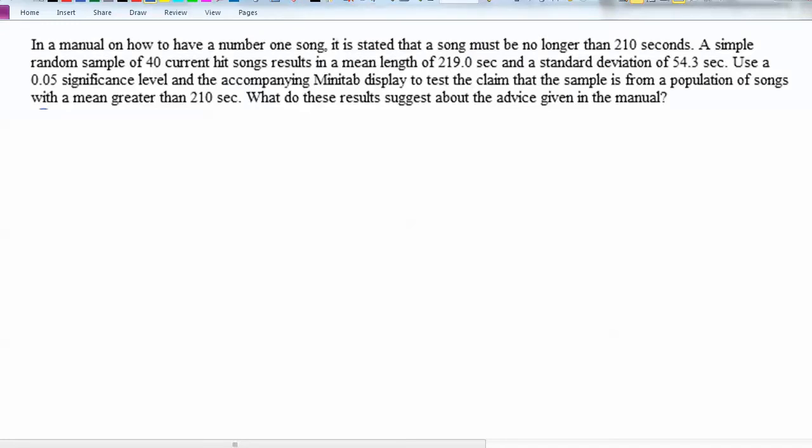If I was doing it during a test, I might do it differently than I will now, but I'm going to take my time to write out the claim. This is a claim about the population mean: that a hit song can be no longer than 210 seconds. So it's at most 210 seconds.